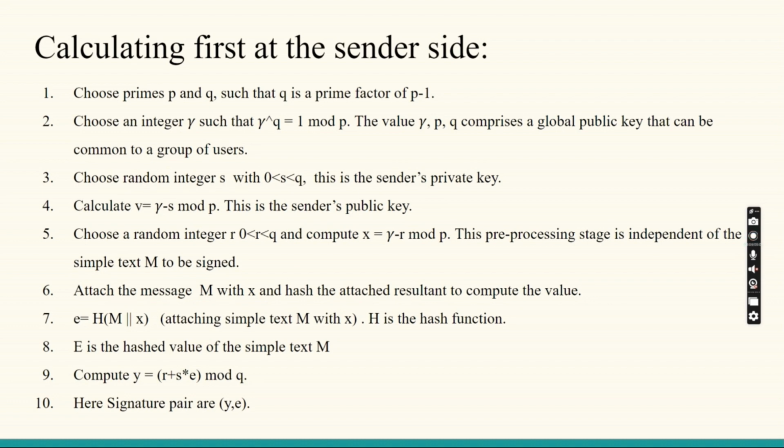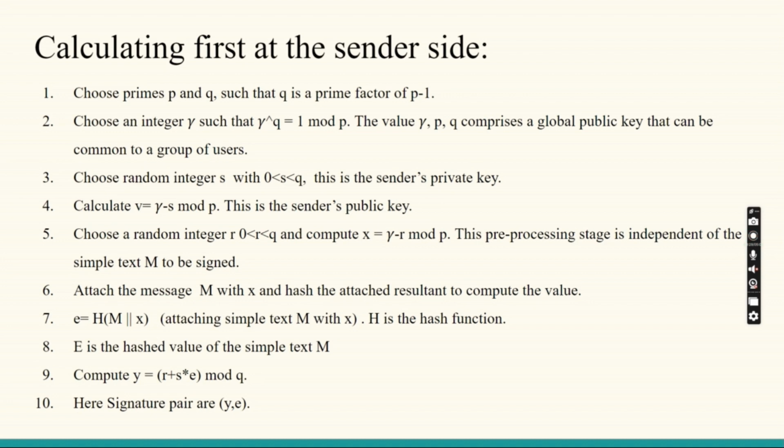And this pre-processing stage is independent of the plain text M to be signed. Next, we attach the message M with X and hash the attached result to compute the value E. Here E is equal to H of M attached with X, where H is the hash function, and E is the hashed value of the plain text M.